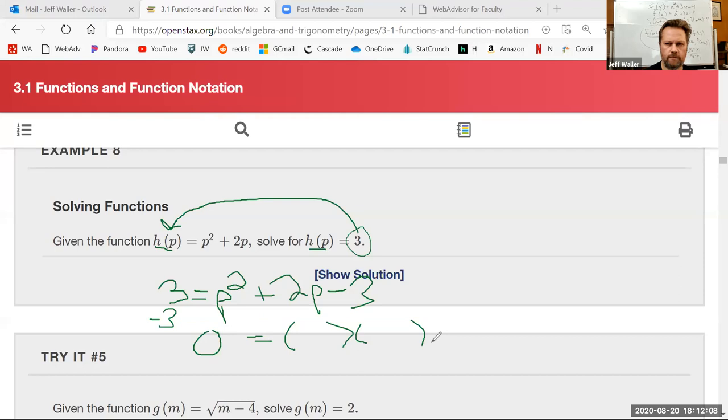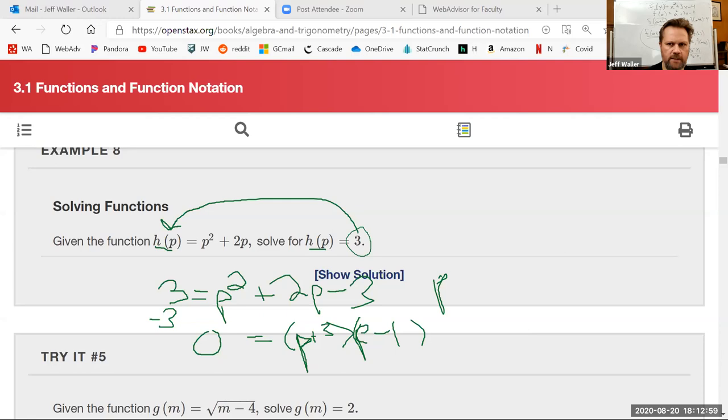If I ever lose anybody, please stop me. Don't just sit there and go, oh, well, this is my life. But otherwise, I'm just going to assume everybody's kind of with me. How do you factor this thing? P plus 3, P minus 1. Yeah. And then you get your answer. So be careful about where you put the value in, right? You get your negative 3 and your 1. Beautiful, right? Is that okay with everybody?